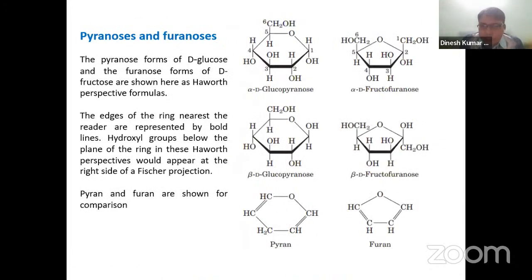This is the structure of glucose and fructose in the ring form. At the top is the alpha form, having the hydroxyl group at carbon number 1 below in both sugars, and in the next one is the beta form, where the hydroxyl group is present above. And these are structures derived from natural molecules like pyran and furan.